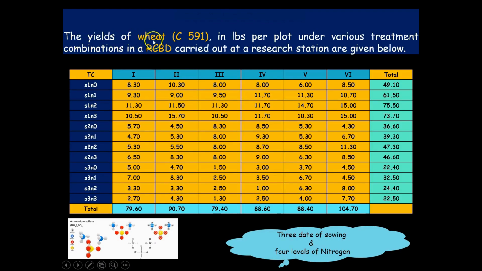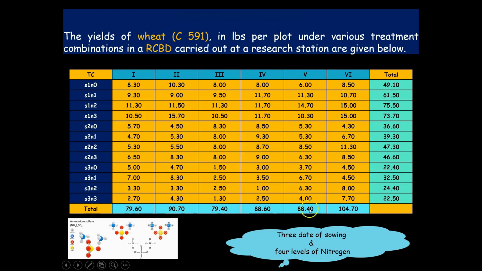For example, the yields of wheat variety C591 in pounds per plot under different treatment combinations carried out in an RCBD design at a research station are given below. It involves two factors. It has 3 dates of sowing, that is S1, S2 and S3, and 4 levels of ammonium sulfate or nitrogen, that is N0, N1, N2 and N3, and it involves 6 replications, 1, 2, 3, 4, 5 and 6, that is 6 blocks.